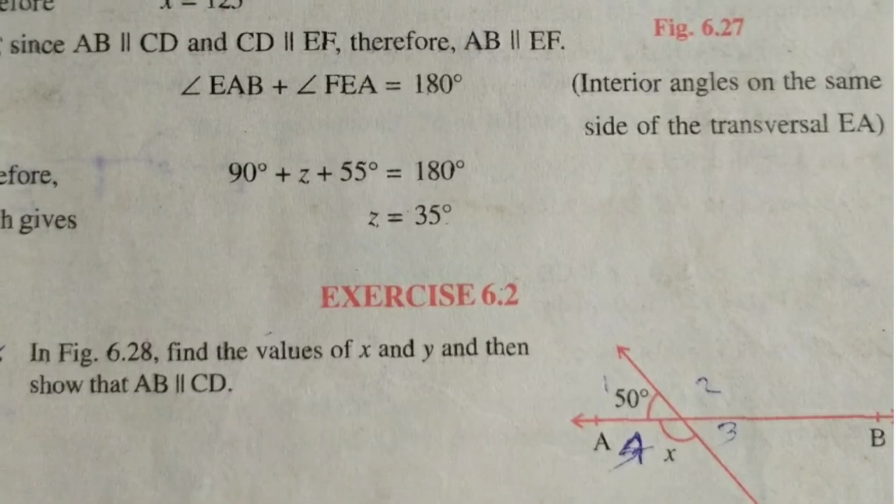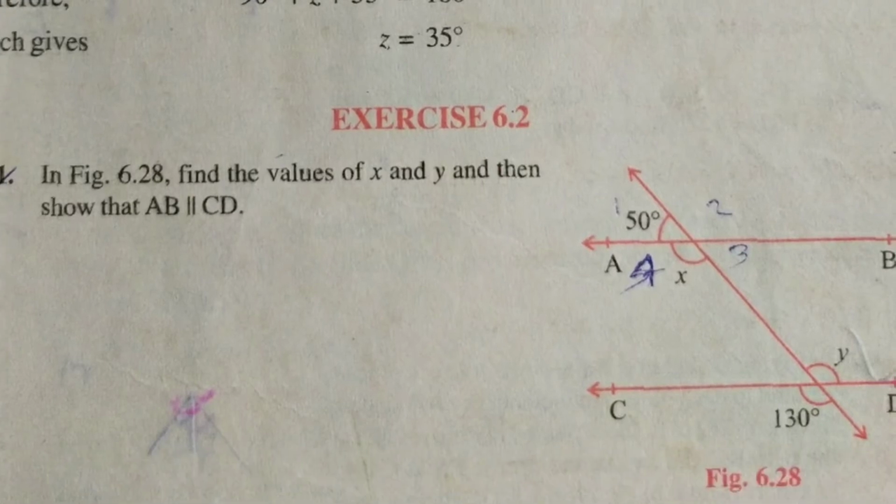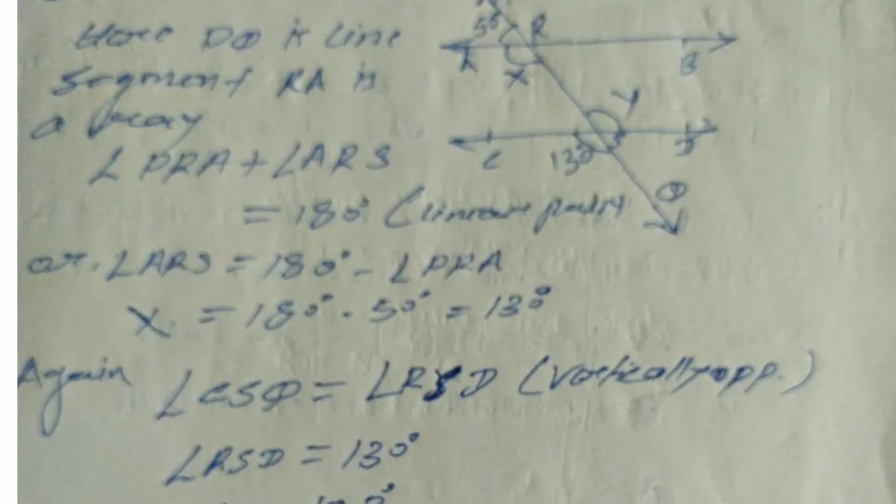Now, next question, exercise problem 6.2. In figure 6.28, find the values of x and y and then show that AB is parallel to CD. As you can see here, 50 degrees plus x equals 180 degrees, that is a linear pair equation, and y is vertically opposite to the angle of 130 degrees. So we will solve the problems on the basis of that. As you can see here, I have solved the problems here.